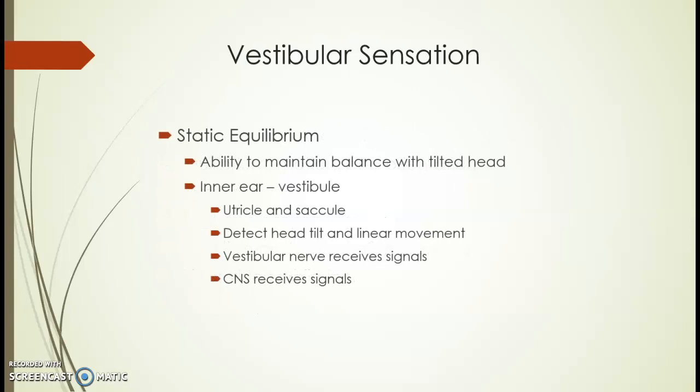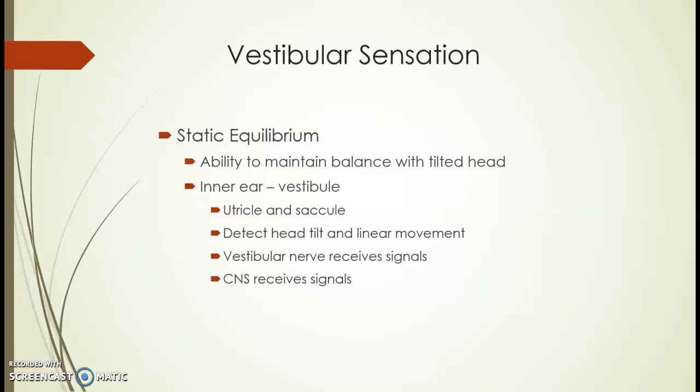The inner ear detects two types of equilibrium, static and dynamic. The vestibule is responsible for static equilibrium, which is the ability to maintain balance when the body is stationary, but the head is tilted. It also plays a role in dynamic equilibrium, just a small one. Inside the vestibule are the utricle and saccule, both of which are used to detect head tilt and linear movement, like going forward.